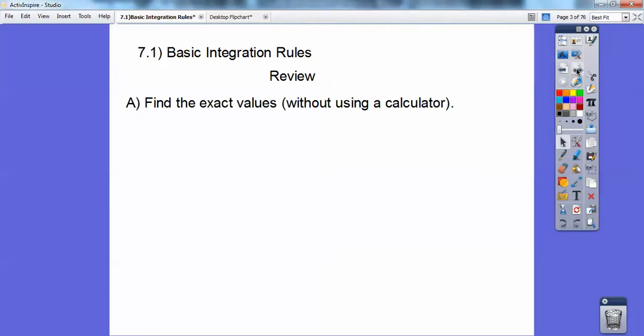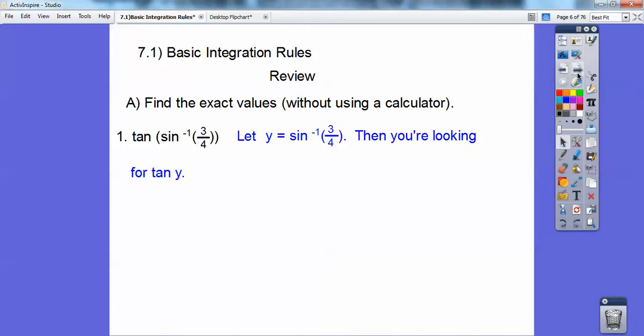So let's find the exact values without using a calculator. The tangent of inverse sine, so this is either arc sine or inverse sine of 3/4. What I'm going to do is let y equal this inside stuff right here. Then we're looking for the tangent of y. When y equals inverse sine of 3/4, that just means that the sine of y equals 3/4.